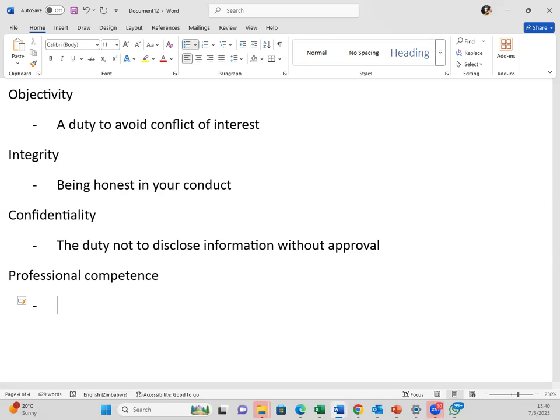So then the last one is professional competence. Professional competence is accepting a responsibility that you know you have the skills to handle. So as a professional, you accept a responsibility provided you have the skills required. You accept a responsibility provided you have enough skills required to partake of that responsibility.